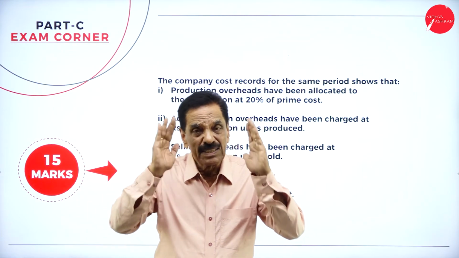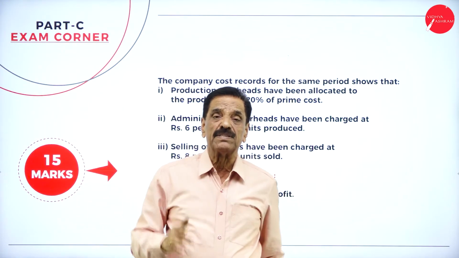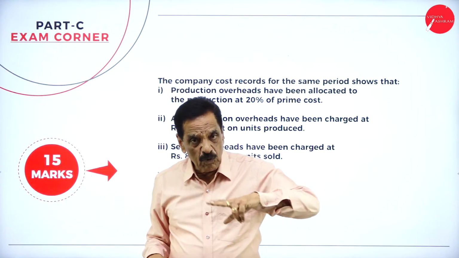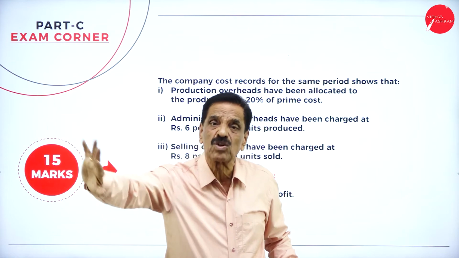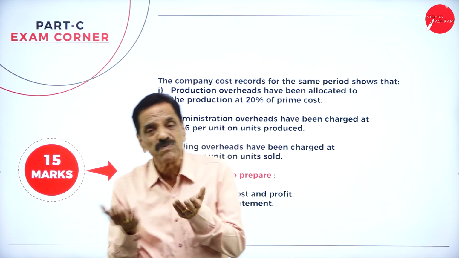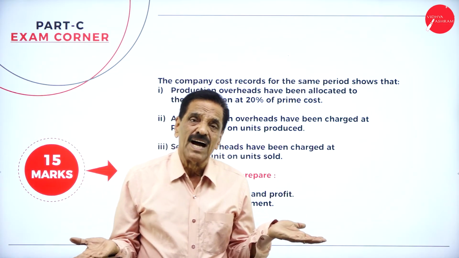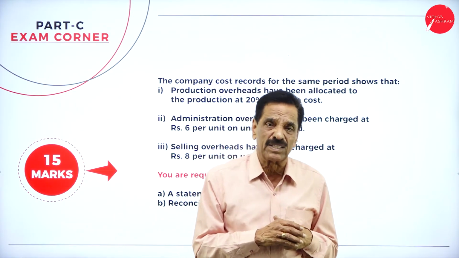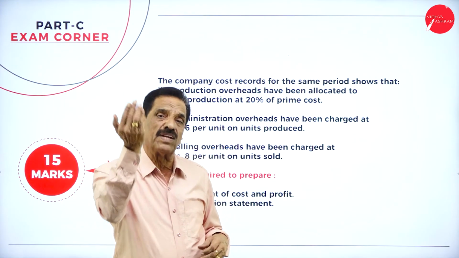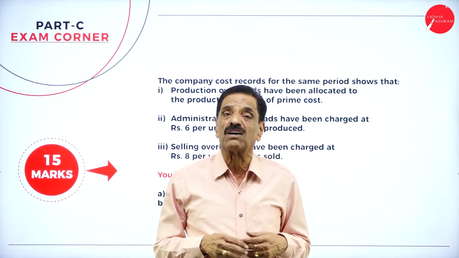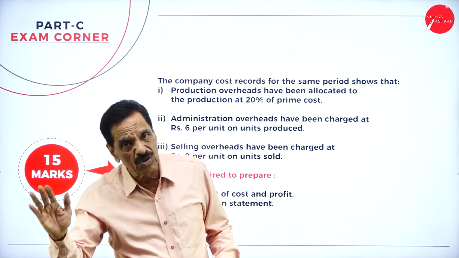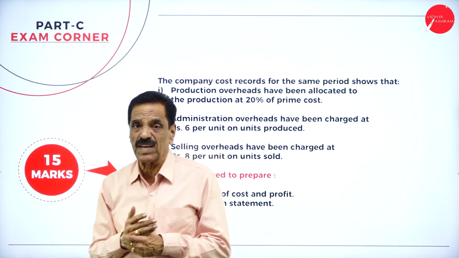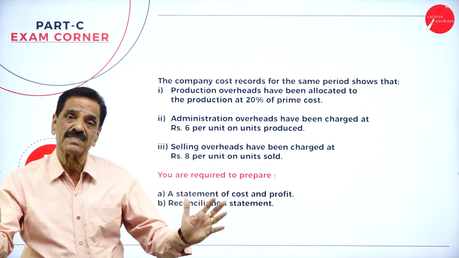Direct material, direct labor, direct expense is the prime cost. Add factory expenses, add opening work in progress minus closing work in progress, that is your factory cost. Add office and administration expenses, that is called cost of production. Add opening stock of finished goods minus closing stock of finished goods, that is the cost of goods sold. Add selling and distribution expenses, that is the cost of sale. Add profit, that is the selling price.